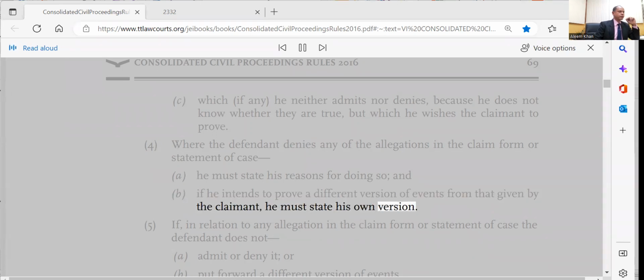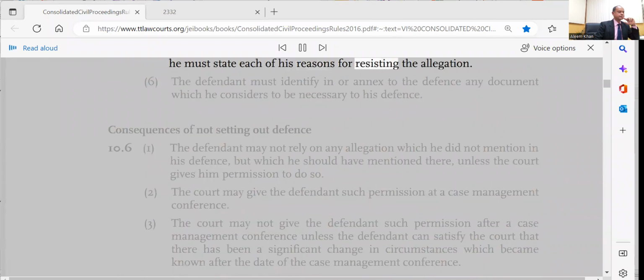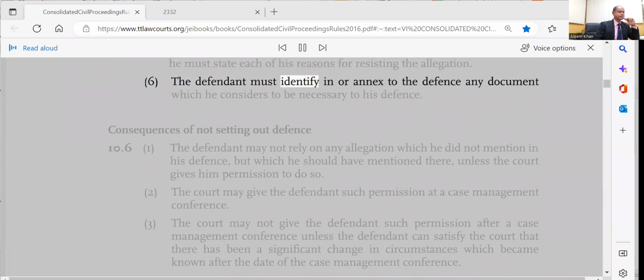own version. 5. If, in relation to any allegation in the claim form or statement of case, the defendant does not a. admit or deny it, or b. put forward a different version of events, he must state each of his reasons for resisting the allegation. 6. The defendant must identify in or annex to the defense any document which he considers to be necessary to his defense.